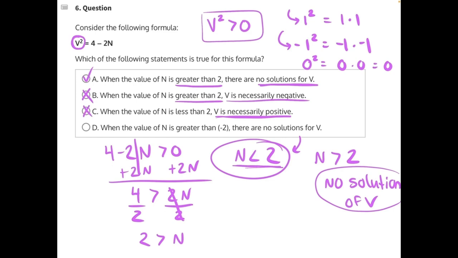D, when the value of n is greater than -2, there are no solutions for v. In this case, this question is hoping that you would have messed up your signs somewhere in the process of simplifying this expression and gotten a -2 instead of a +2. But in this case, when n is greater than +2, there are no solutions for v, not when n is greater than -2, making D incorrect and A our only correct answer.